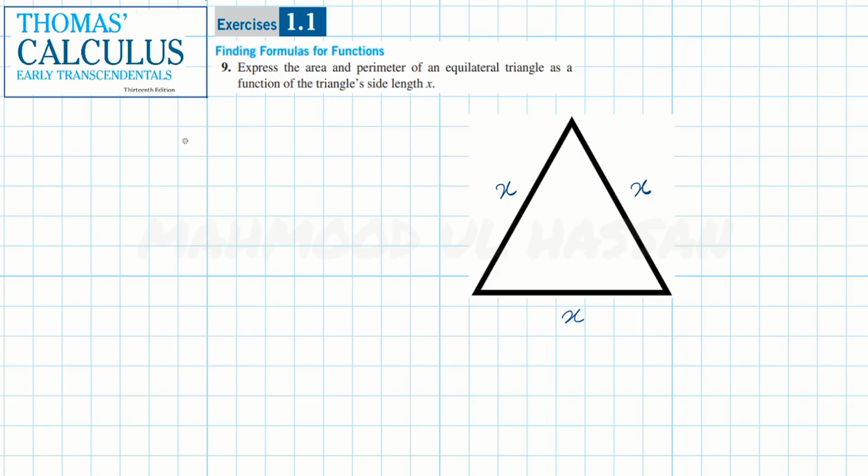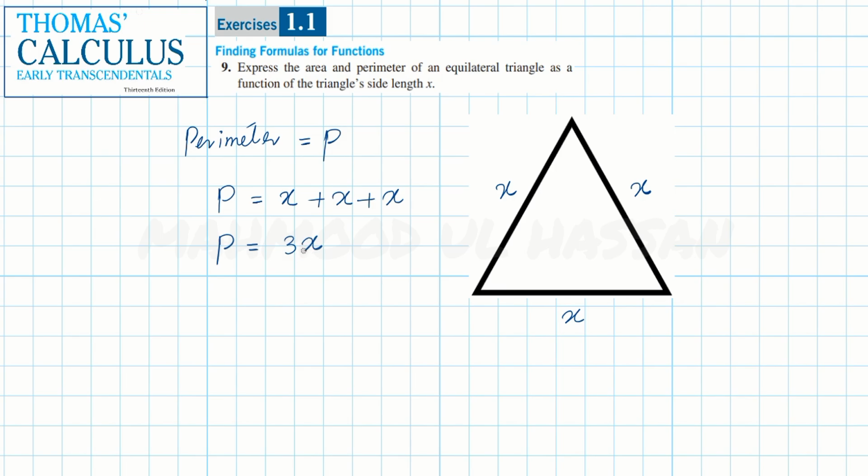Okay, so here let me denote the perimeter by p. So we have p equal to the sum of the lengths of the sides. So here we have x plus x plus x. This is the sum of the lengths of the three sides, so that gives us the perimeter of the triangle. So here we have p equal to 3x. Okay, and now you can see that p is a function of what?